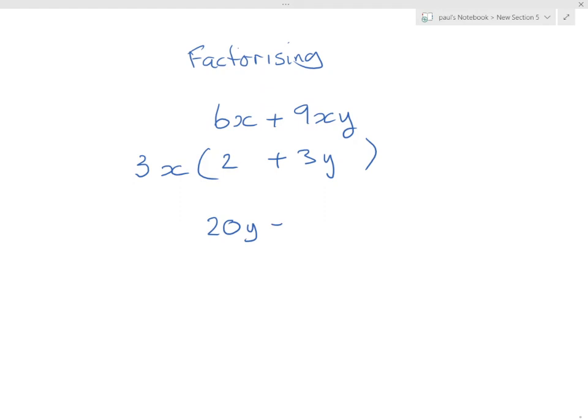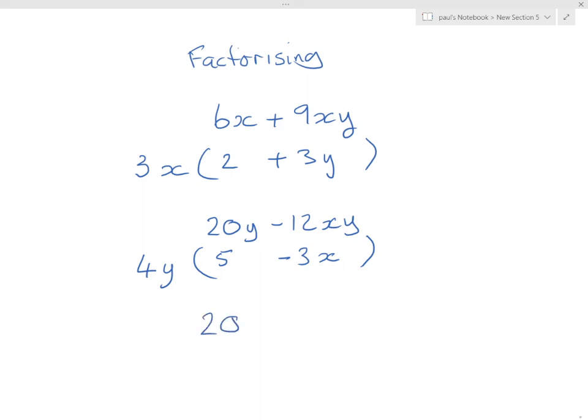20y minus 12xy. So big brackets, minus sign in the middle. What's the highest common factor of 20 and 12? It's 4, isn't it? Yeah. And there's a y in each of the terms, so we'll take a y outside as well. So 4's into 20 go 5. Don't need a y because we've got one there. And 3 4's are 12. We need an x.